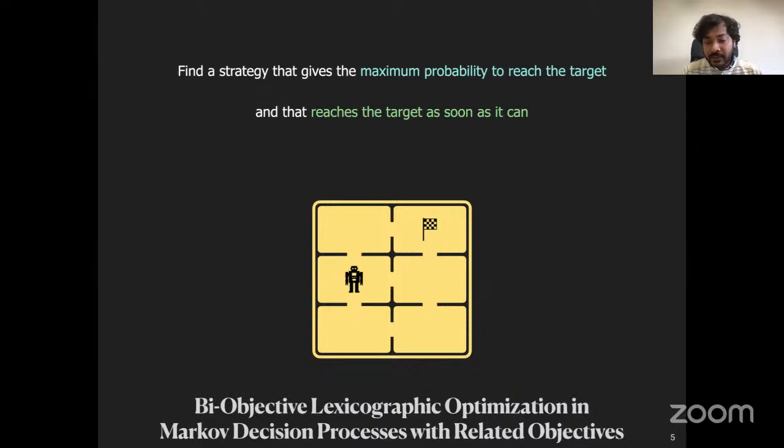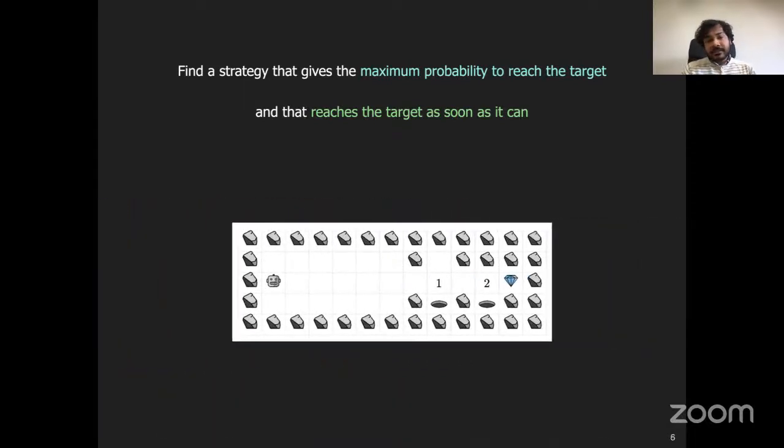And this brings me to the first part of the title. This is why we consider bi-objective lexicographic optimization. We have two objectives and a lexicographic priority over the objectives. We first want to maximize the probability and then we want to minimize the expected number of steps to reach there. Right. So the maze that I showed you was just for demonstration purposes and it's too small a maze.